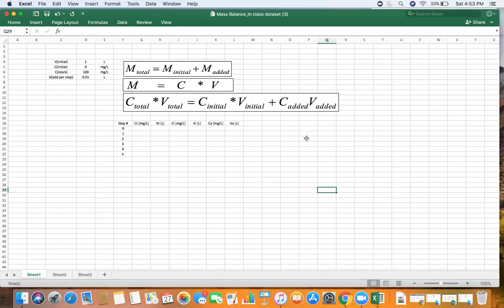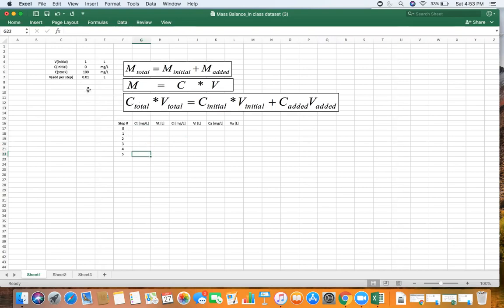Hey guys, today I'll be showing you how to create a mass balance table. What a mass balance table does is it takes a mass balance equation shown here and tells you the concentration total at each time step of your sensor series.